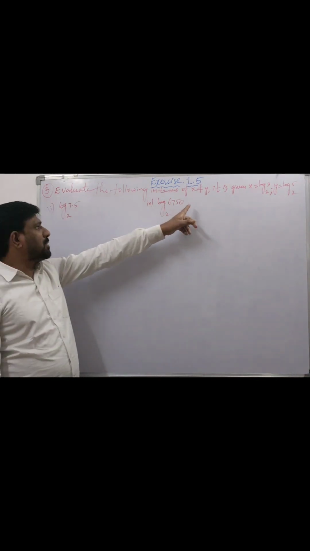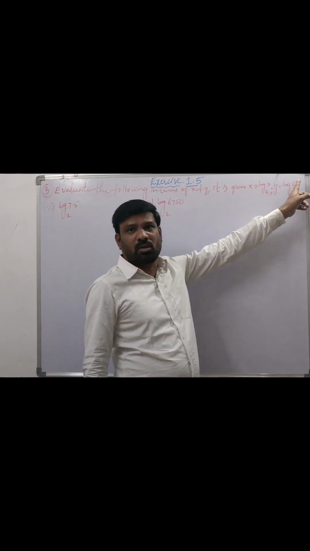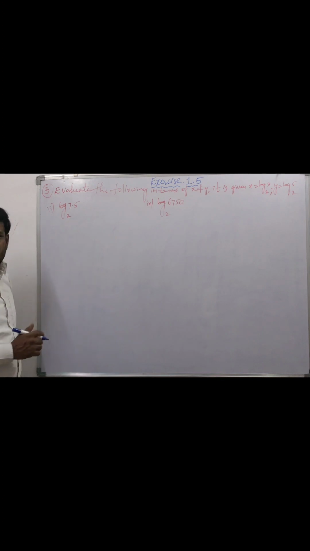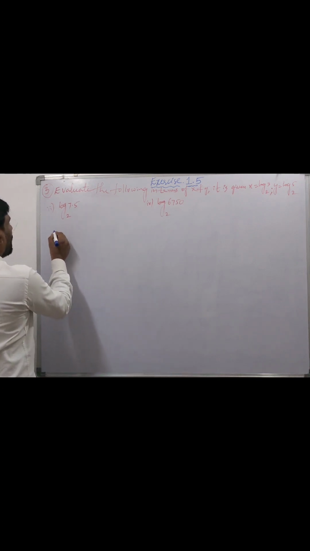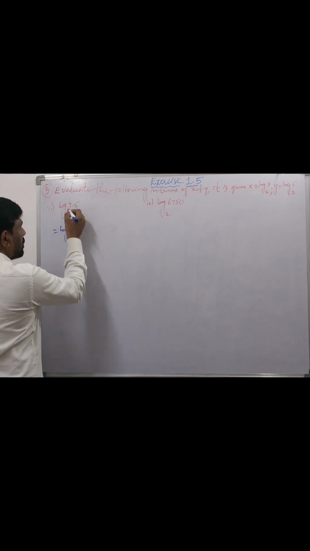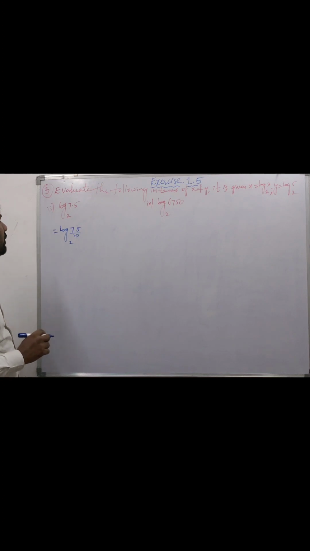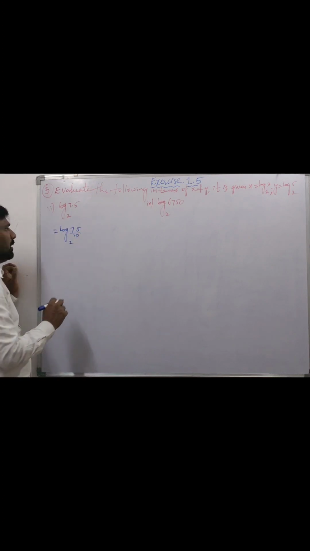Next problem. Evaluate the following in terms of x and y. If x is equal to log 3 to the base 2, y is equal to log 5 to the base 2. Clear? So here, log 7.5. Log 7.5 can be written as logarithm of 75 by 10. If you remove this decimal point, you will get 1 down, and after the decimal point 1 digit, so you will get 1.